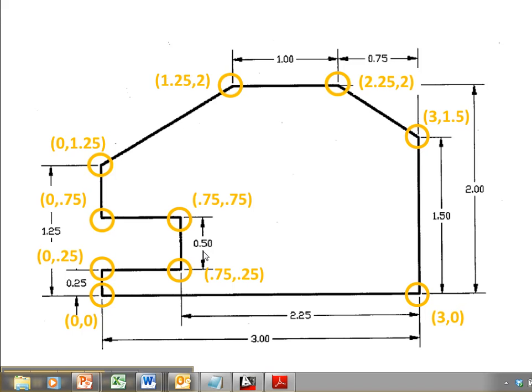This next coordinate pair, I'm moving a total of 0.75 in the x from 0, 0, and 0.25 in the y. The last pair is only moving no amount in the x-axis and 0.25 in the y. And then AutoCAD allows us to close by returning to our 0, 0.